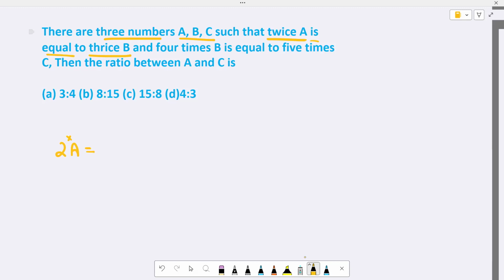is equal, we'll put the sign here, to thrice, which means 3 times B. Again, they are getting multiplied here. This is just for explaining; we don't need to write this multiply here. And the next equation says that 4 times B will be equal to 5 times C. So we will write 5C here. Now they're asking the ratio between A and C. Again, we need to find out the direct relation between A, B, and C so that we can find the ratio of A to C.